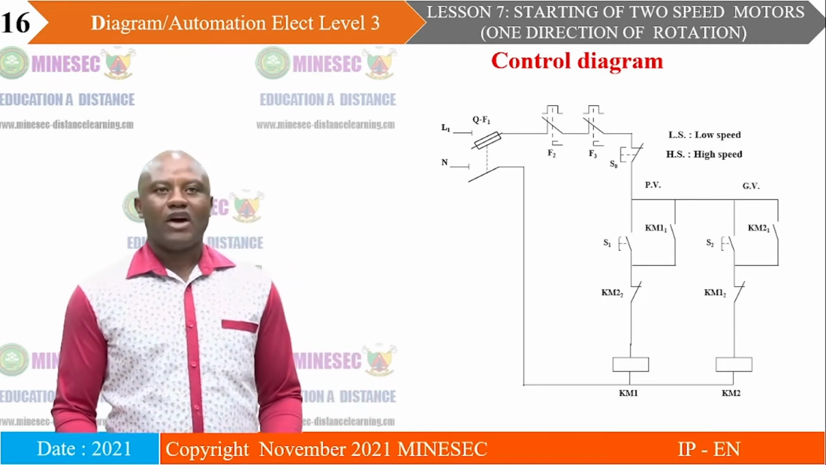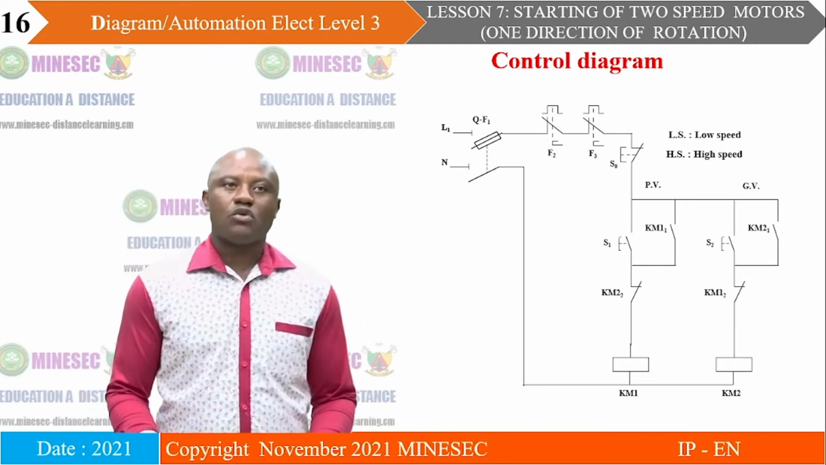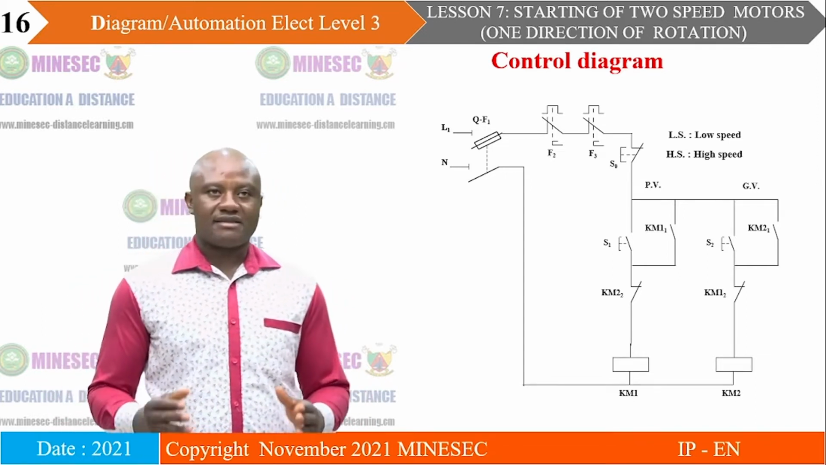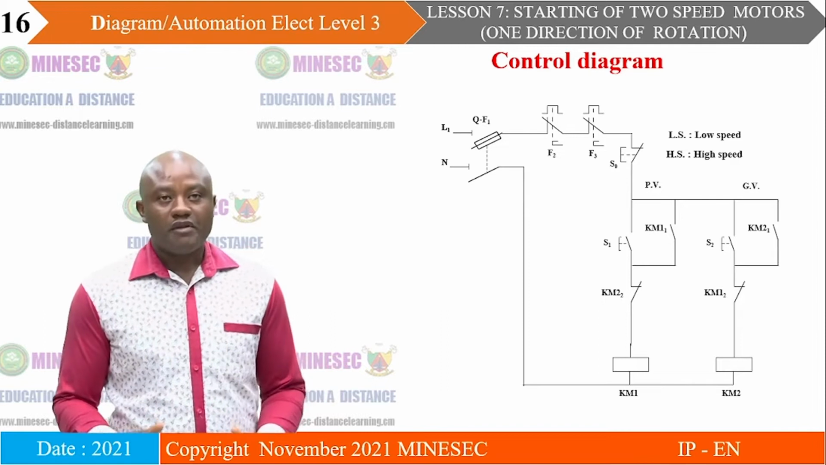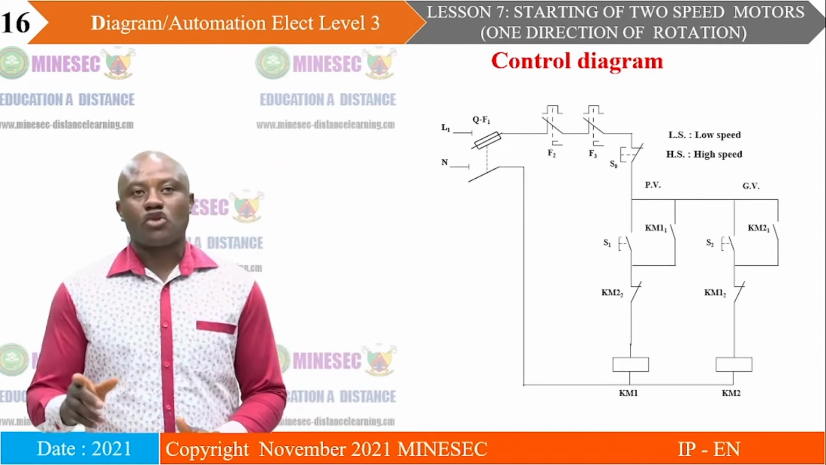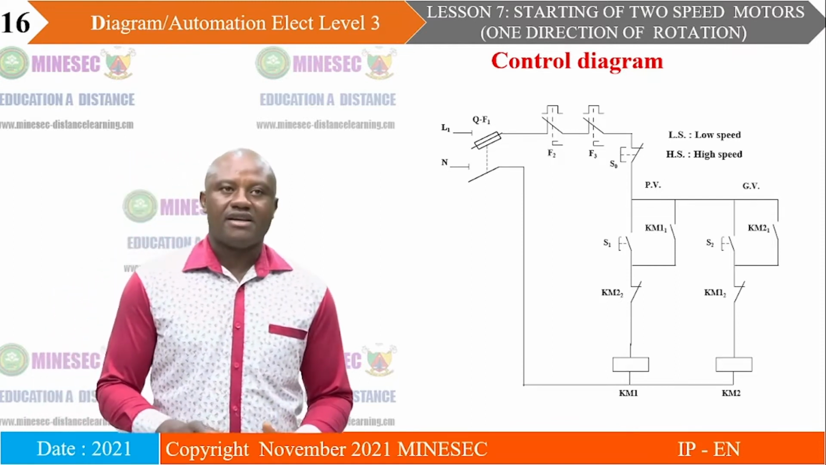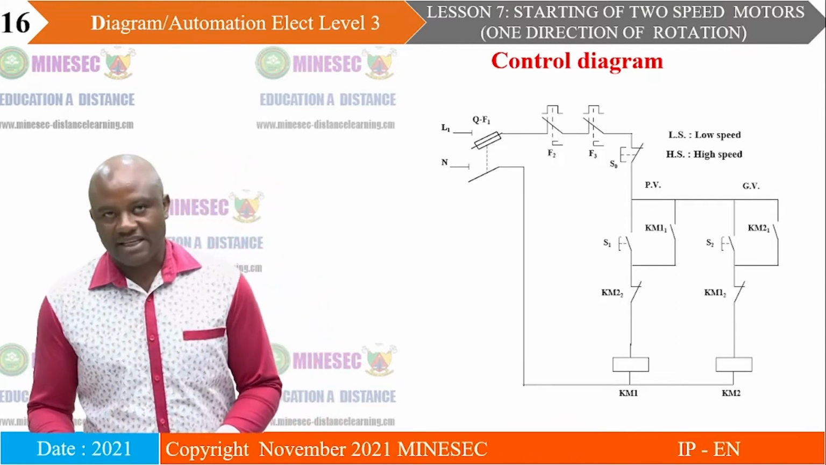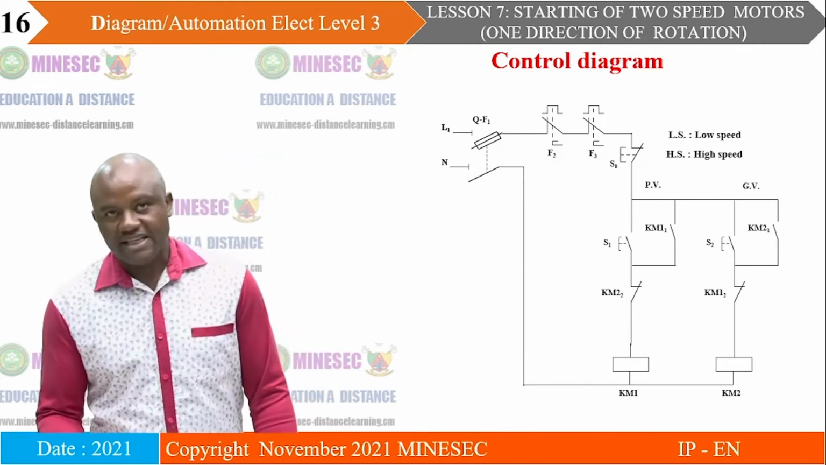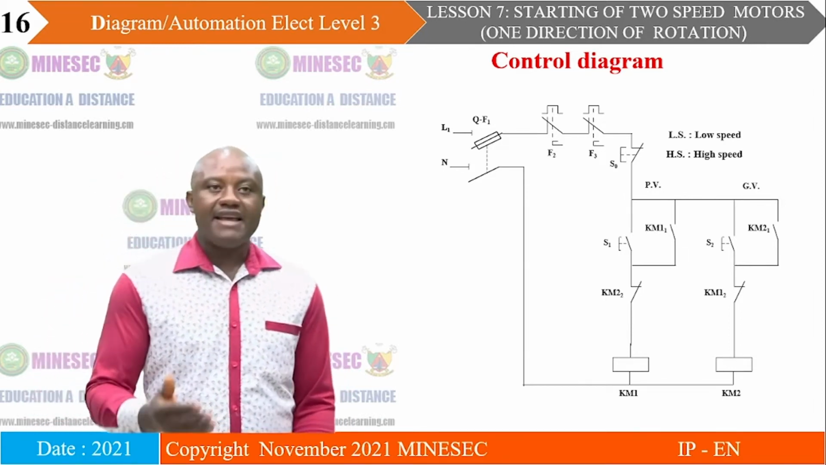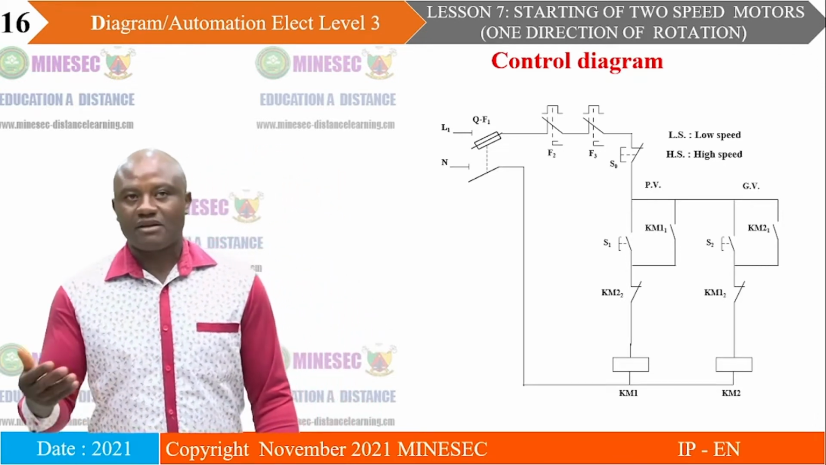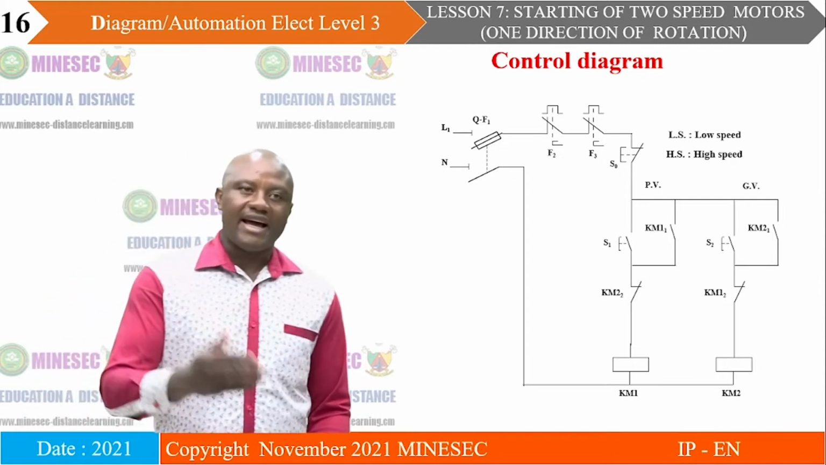What we must take home here as a note is that before you start a particular speed, you should make sure that you stop the other speed. So if the motor was working in high speed, you stop it before you start the motor in low speed. On the other hand, if the motor was working in low speed, you should stop the low speed running before you start the motor in high speed.